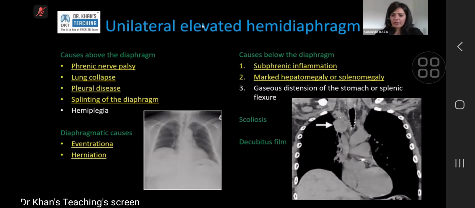Unilateral elevated hemidiaphragm. Some of you may remember that we covered this in the first session. So unilateral elevated hemidiaphragm implies that the diaphragm is paralyzed. Can a chest X-ray tell you that the diaphragm is paralyzed? The answer is no.